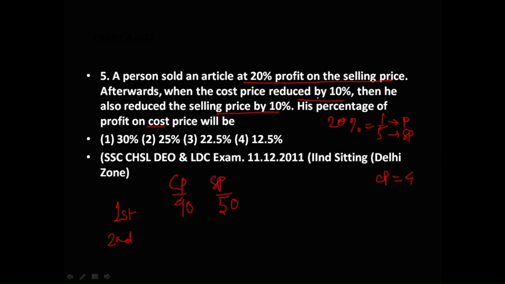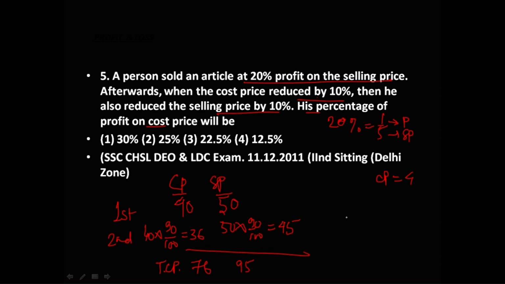The cost price is reduced by 10%, so 90% of 40 equals 36. Similarly, it's 50 into 90 by 100 equals 45. So this is the CP in the second case and the SP in the second case also. So the total CP is 76. What was the total SP? Total SP is 95. Okay, so what's given? The question is his percentage of profit on cost price, right?